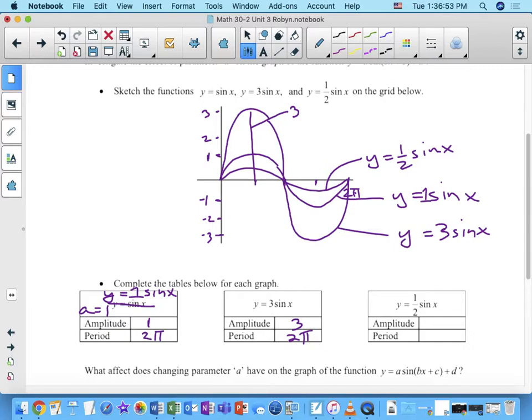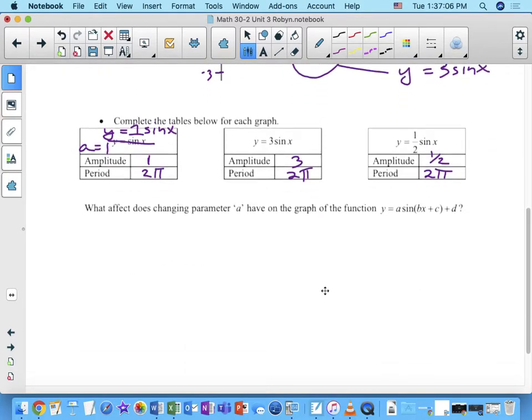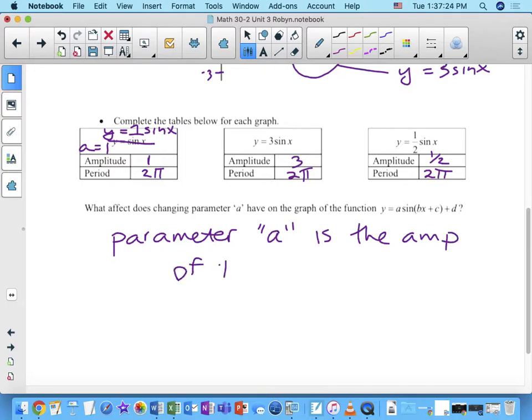What's the amplitude? Half, yeah, 0.5 or a half. And the period is still 2 pi. So what does the parameter a do? It changes the amplitude, yeah. The parameter a is the amplitude of the function. Great, we found out one of them. Let's move on to another one.